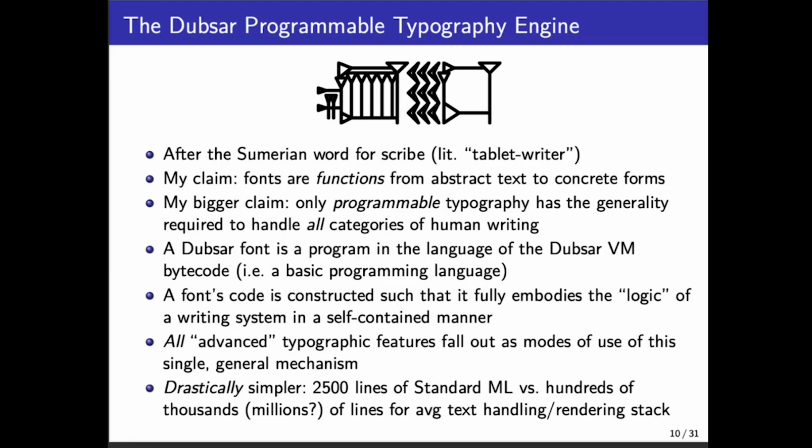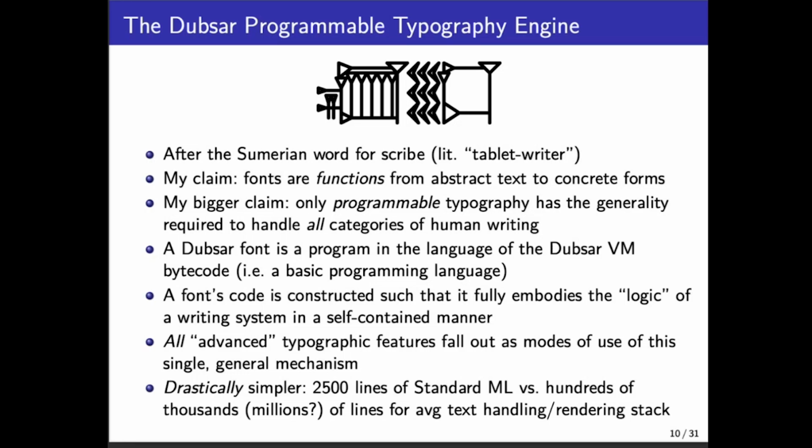The way fonts are constructed in the system is that a font fully embodies the logic of a writing system in a self-contained manner. So your Egyptian font, for instance, would give you information on how to navigate the text by programmatically placing the cursor. And actually, that's on the next slide, but I'll tell you ahead. All these advanced typographic features fall out as modes of use of the single general mechanism.